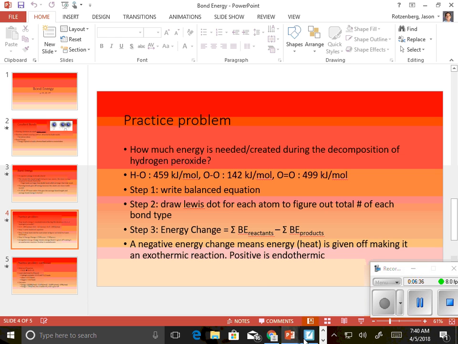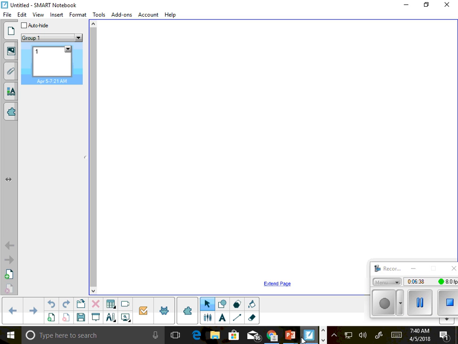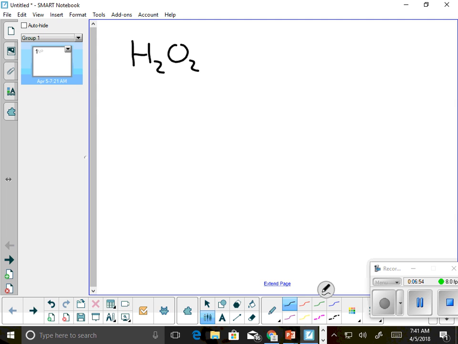So what I'm going to do is I'm going to start with part one. I gave you the steps of how to solve this. Let's start with part one. Write the balanced equation. So hydrogen peroxide is H2O2. If it's a decomposition reaction, it is the only reactant.